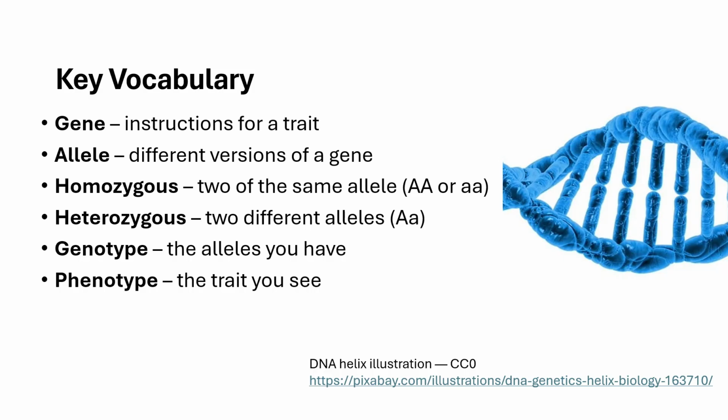Homozygous means having two of the same allele, both uppercase A or lowercase a. Heterozygous means two different alleles, for example, an uppercase A and a lowercase a. Genotype means the alleles that you have, and a phenotype is the trait that you see.